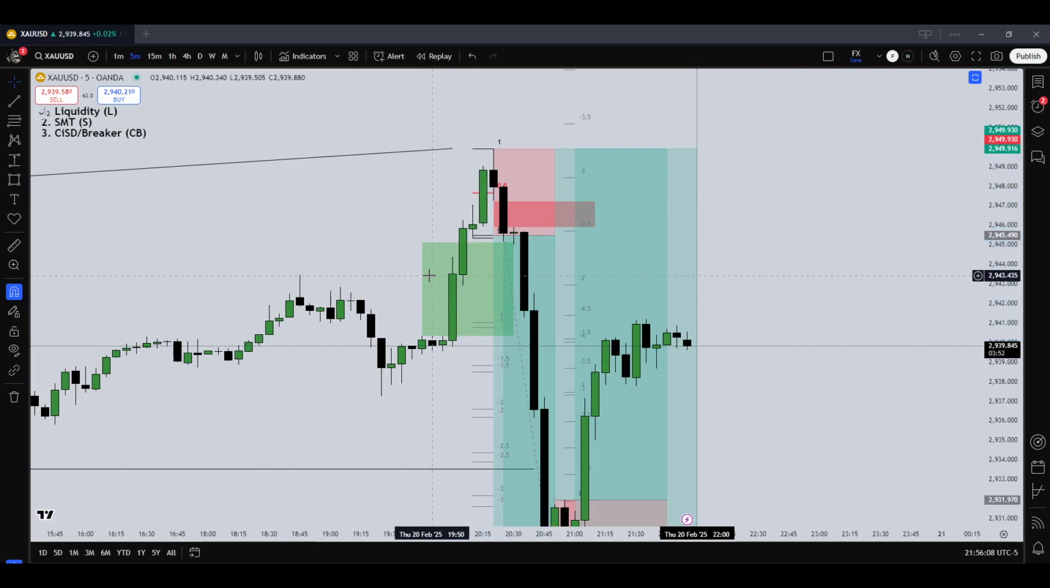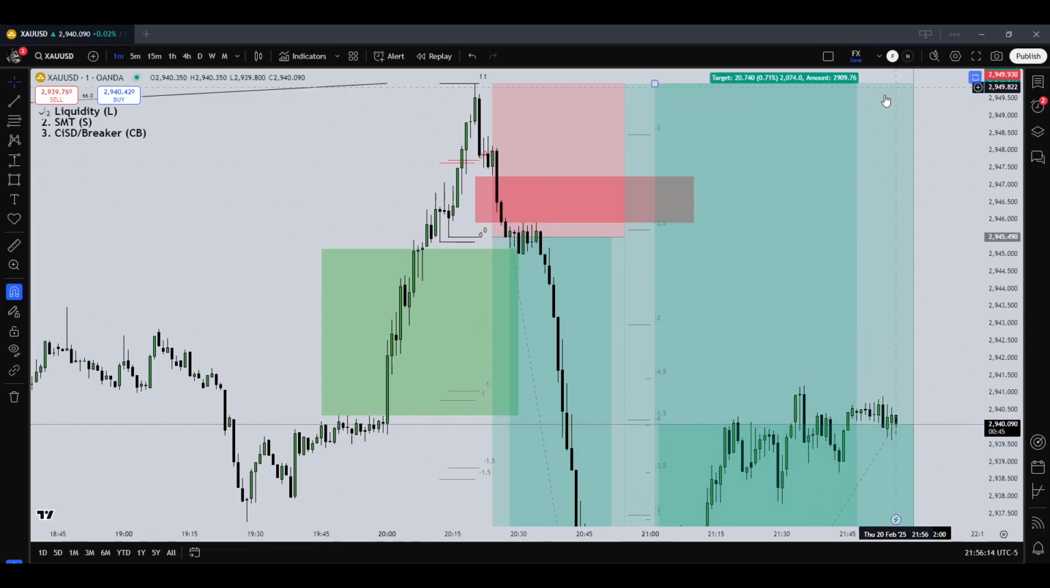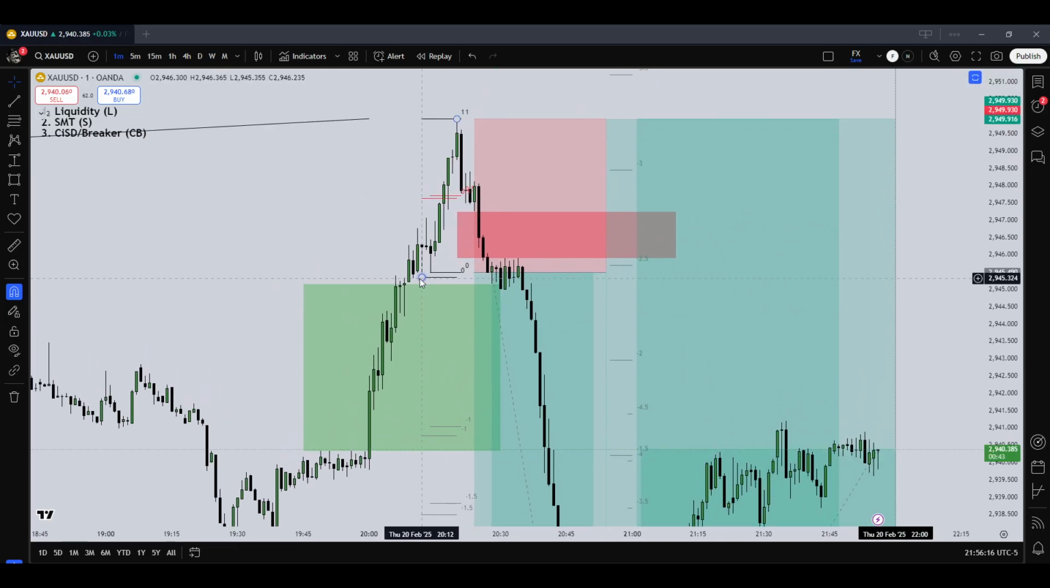I wouldn't want a 100 pip stop loss for these kind of trading plans. So I drop to the 1 minute and look for a bearish breaker. So bearish breakers are here, right? You have 2 breakers to choose from: high, low, higher high, lower low. Again here as well: high, low, higher high, lower low.